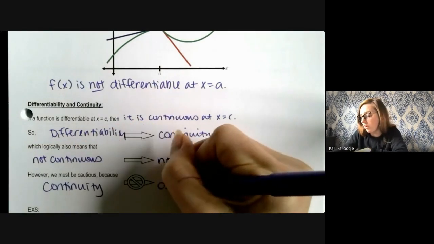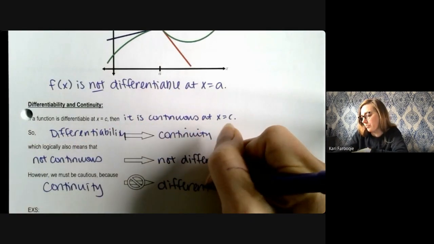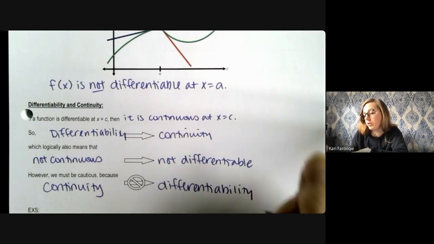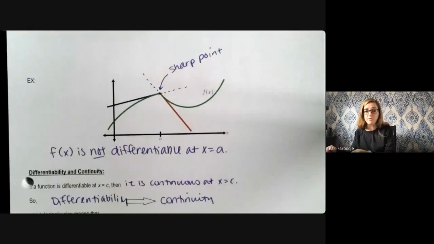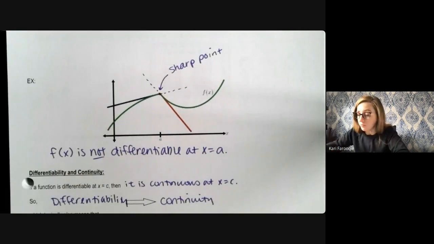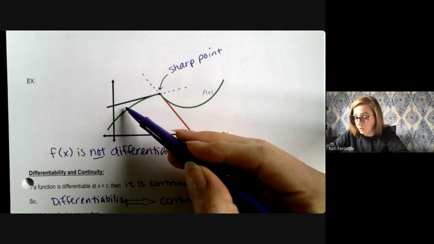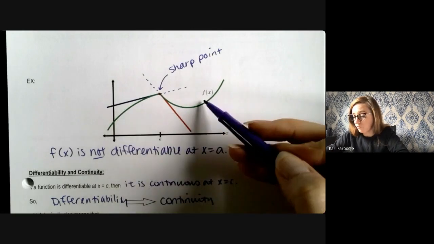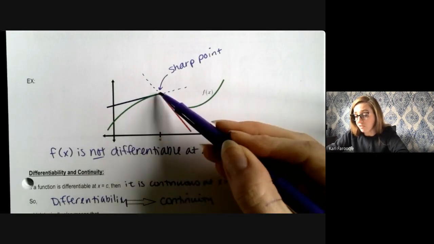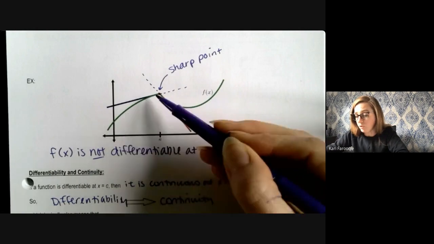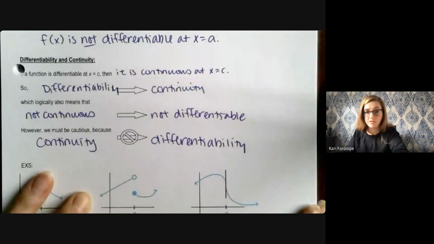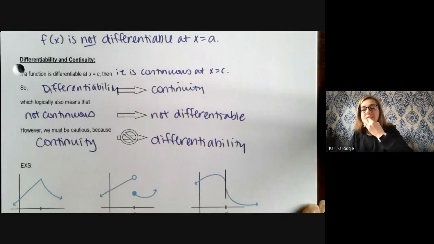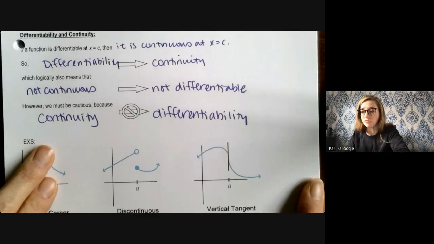Continuity does not imply differentiability. You can have a function that's continuous at every point along its domain, but that does not mean it's differentiable at every point. If we picked a different point that was not at A, you could pick a point over here and your function would be differentiable, or over here. But this function's continuous on its entire domain. You can graph it without lifting your pen, but it is not differentiable at that sharp point. Therefore, continuity does not imply differentiability.